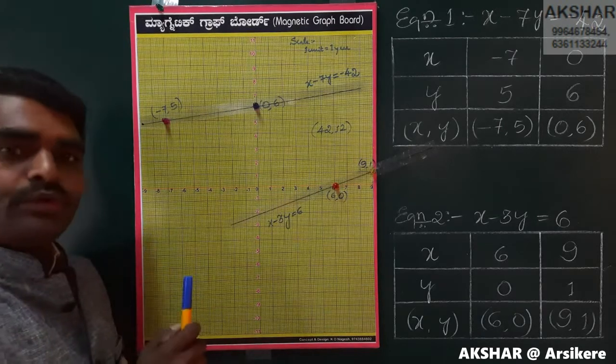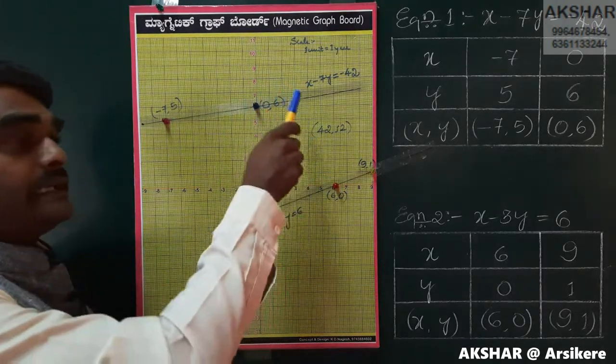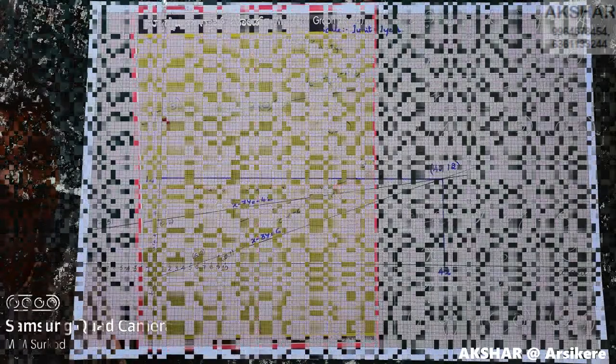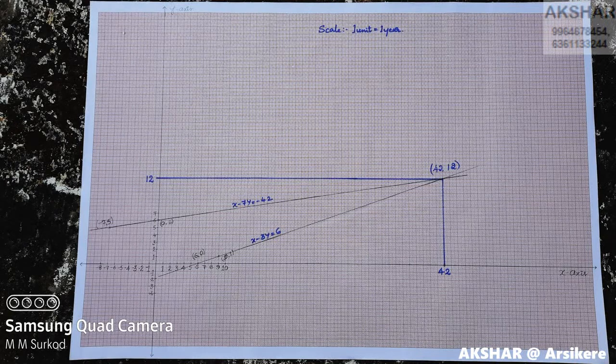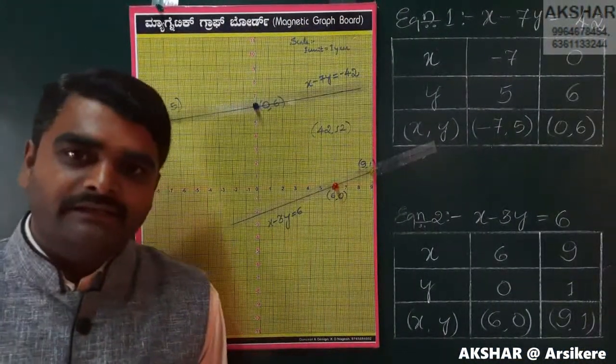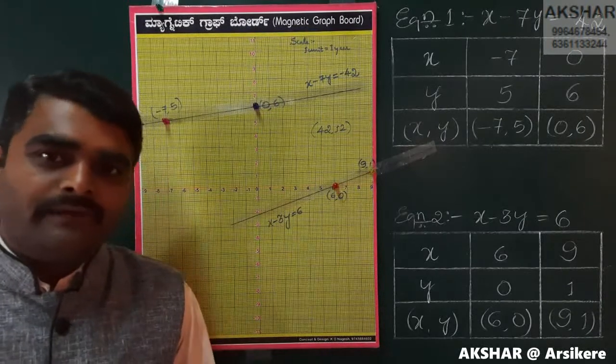Now I will show you how the lines are intersecting. Okay? Yes, observe carefully. Yes, my dear children. Did you understand the graph very well?